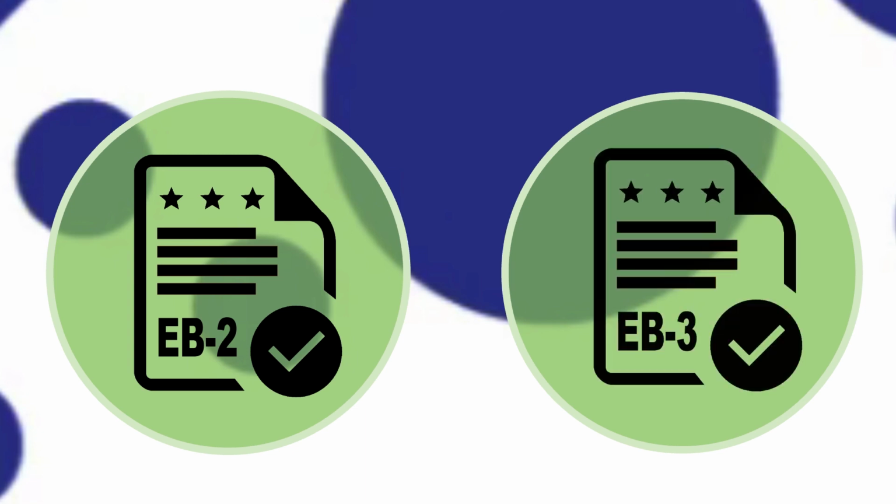A job that requires a master's degree or a bachelor's degree plus 5 years of experience will place the foreign national in the EB2 preference category. All other jobs with lesser requirements will place the foreign national in the EB3 or other worker preference category.